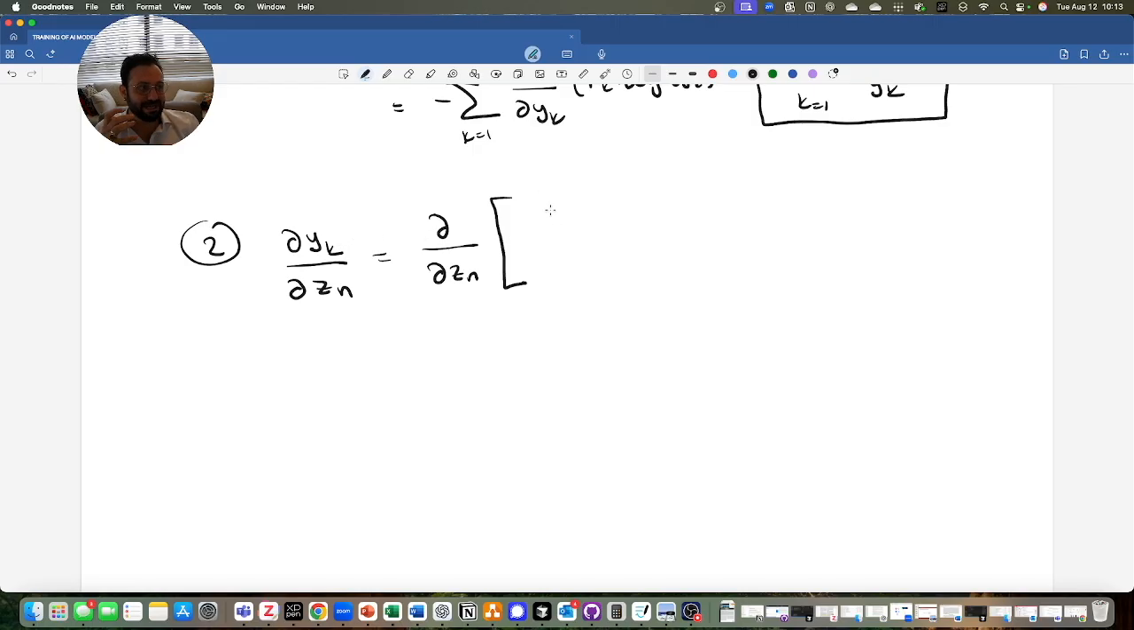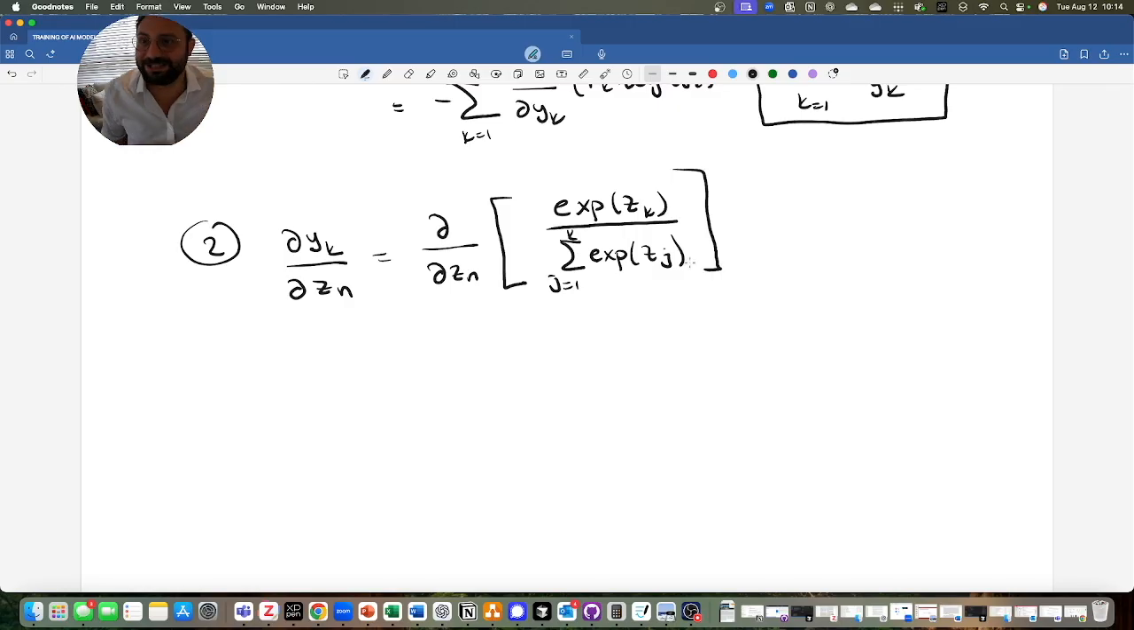So yk is described as exponential of z of k divided by summation j equals 1 to capital K exponential of z of j. Okay, this part is the part that the moment that you see three different indices in one equation, it means that the weary discretion is advised. You need to be very careful about what you're touching, what you're doing.